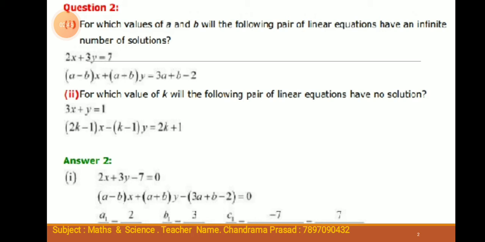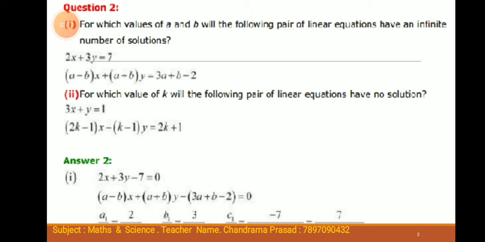Second, for which value of k will the following pair of linear equations have no solution? 3x plus y equals 1 and (2k minus 1) x plus (k minus 1) y equals 2k plus 1.